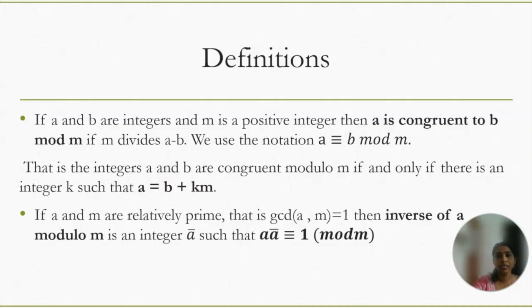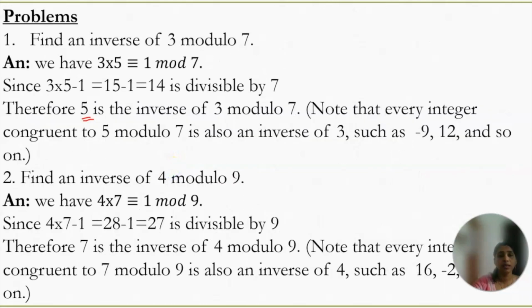The other definition is the inverse of A modulo M. If A and M are relatively prime, that is GCD(A, M) = 1, then the inverse of A modulo M exists, and this inverse is denoted by A bar such that A bar is congruent to 1 mod M. So let's consider some problems. First one, find an inverse of 3 modulo 7.